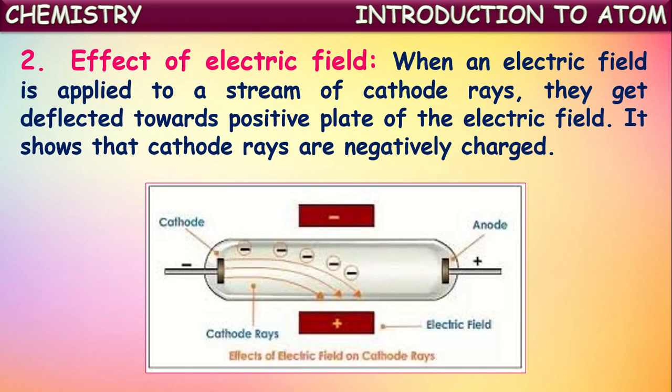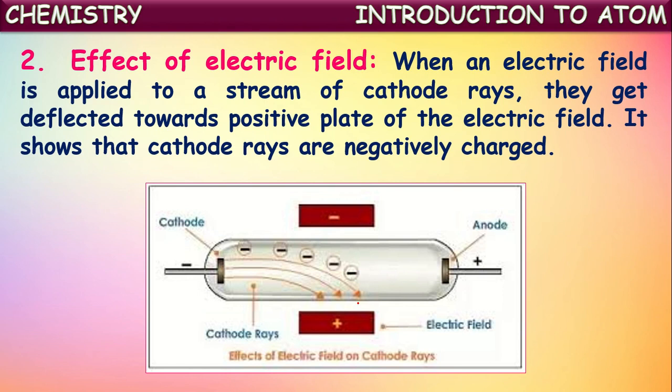Another property: the effect of an electric field on these cathode rays. When an electric field is applied to a stream of cathode rays, they get deflected towards the positive plate of the electric field applied. Cathode rays move in straight lines, as we said. But if an electric field is introduced from outside in their path, then instead of moving in straight lines, they bend towards the positive electrode. So it shows that cathode rays are negatively charged.